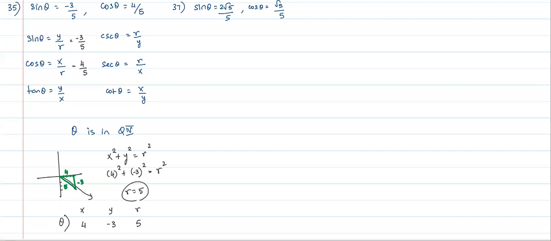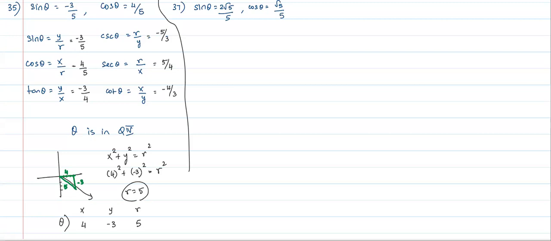Now we can just plug in the values. Now, y over x is negative 3/4. R over y is negative 5/3. R over x, 5/4. X over y, negative 4/3. So once you have the x, y, and the r, you can just put the values in their places. R is always positive.